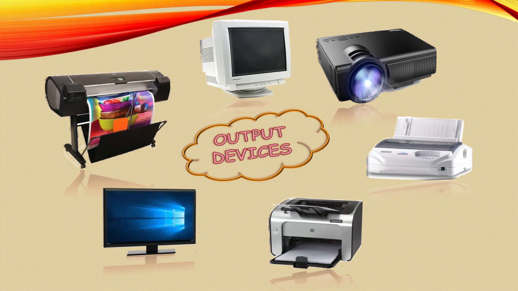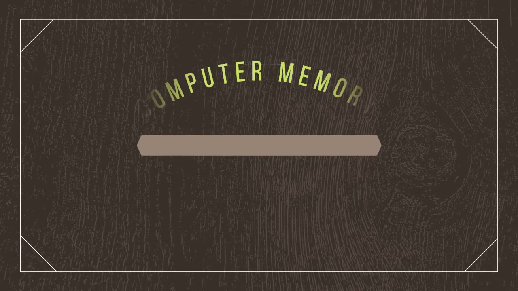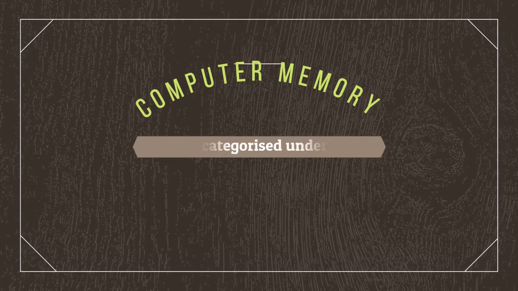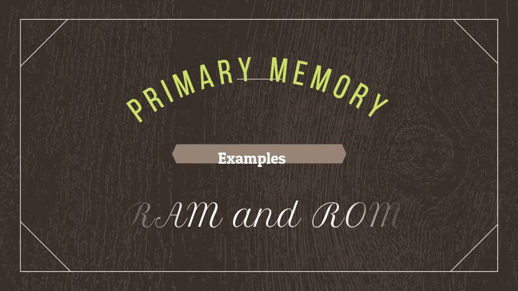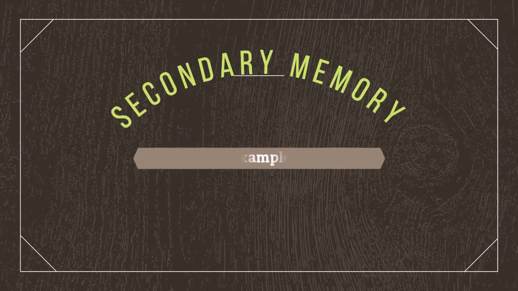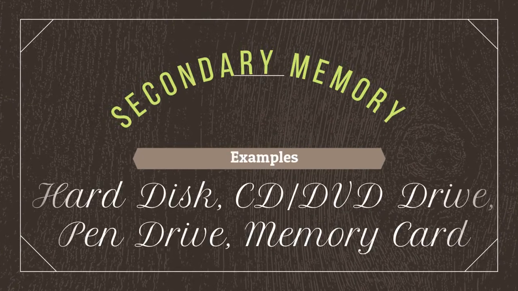We also discussed that the computer storage is mainly categorized under two categories, that are primary memory and secondary memory. Primary memory is also known as internal memory or main memory, and that is directly present on the motherboard. Example, RAM and ROM. External memory or secondary memory is also known as auxiliary memory. Some of the external memory devices are hard disk, CD DVD drive, pen drive, memory cards, etc.